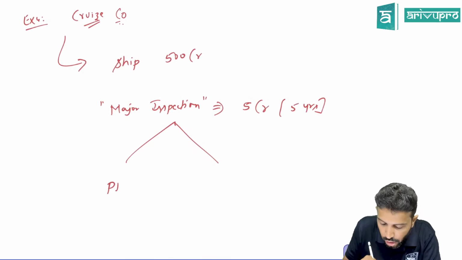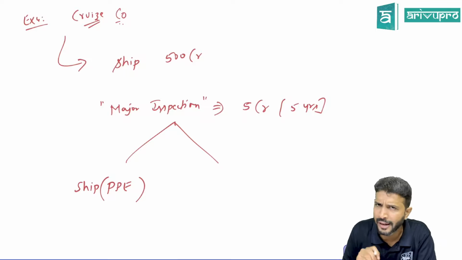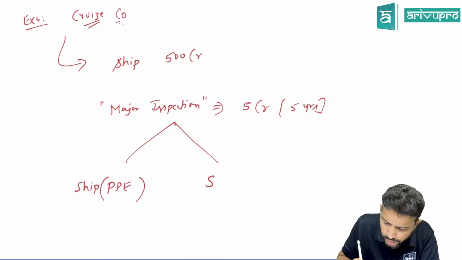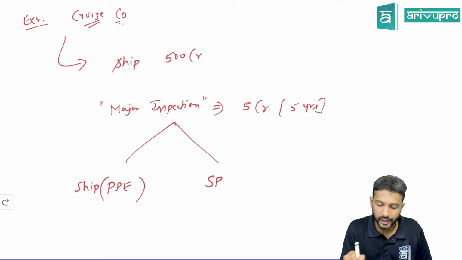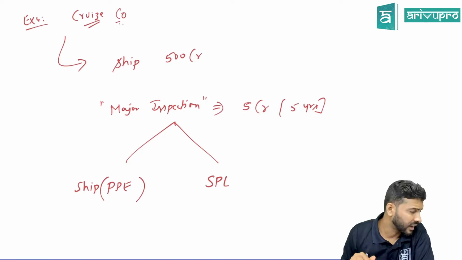Should I add it to the cost of the ship? Should I add these inspection charges to the ship's cost? Ship is property, plant and equipment for this company. Or should I transfer this expenditure to P&L or SPL? If you have got the answer to the case study, can you tell me the answer?